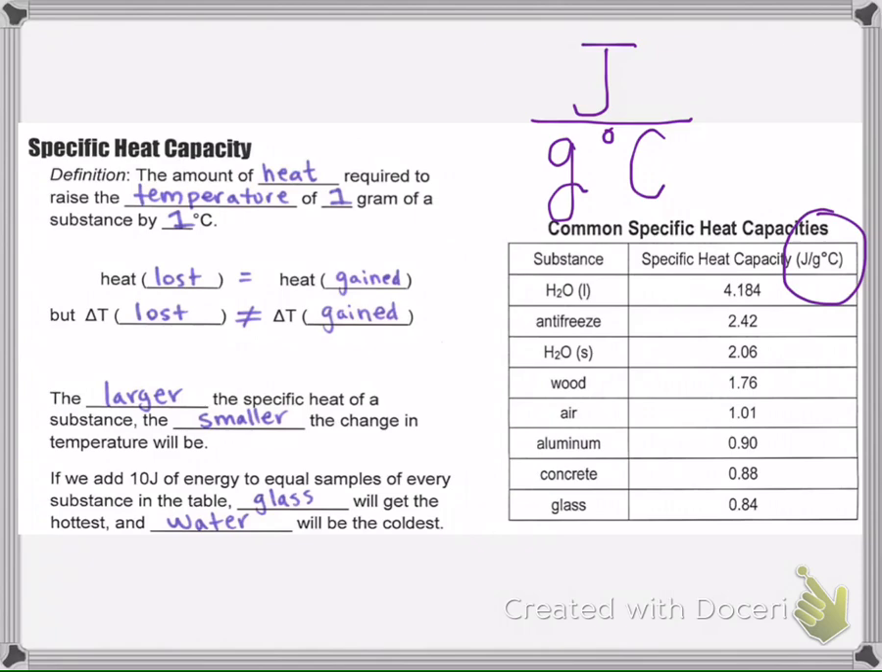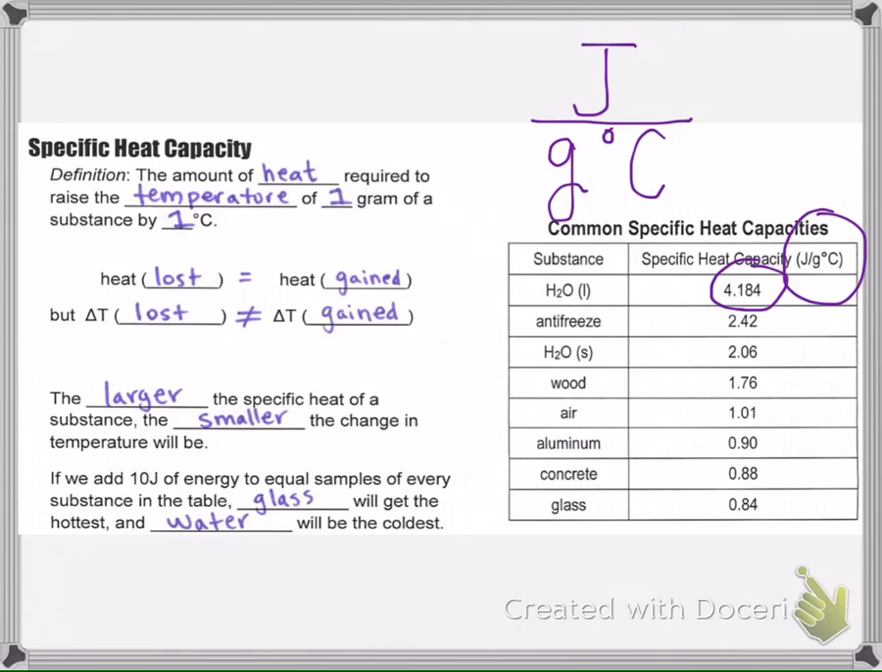So specific heat is the amount of heat required to raise the temperature of 1 gram of a substance by 1 degree Celsius. Basically, it's how much energy it would require to take 1 gram of any substance and raise its temperature by 1 degree Celsius. Now, water has a pretty high specific heat. It's 4.184 joules per gram degrees Celsius.